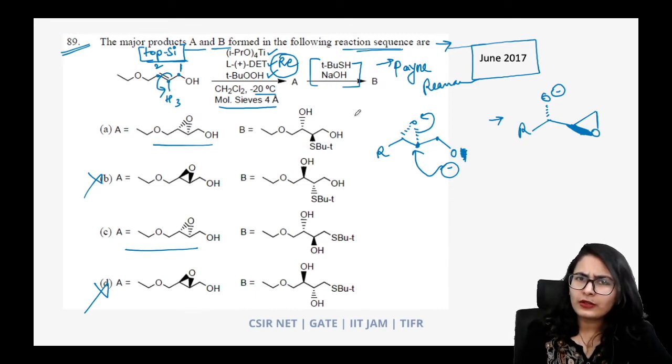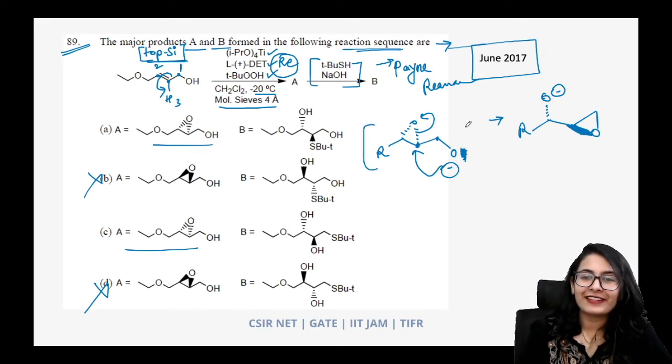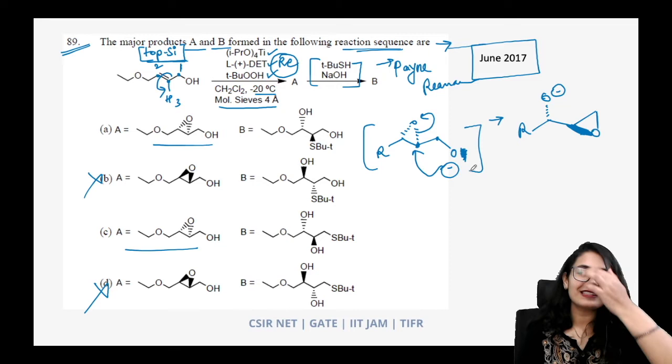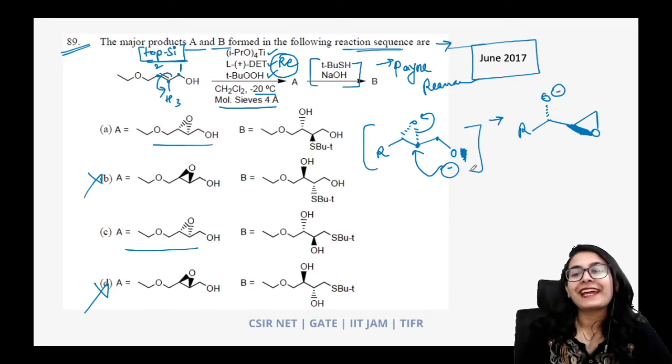How would you know that you have the Payne rearrangement? Because there is a possibility. Okay, so there is a possibility. Does it always take place? Absolutely. Now, all right, too many questions.